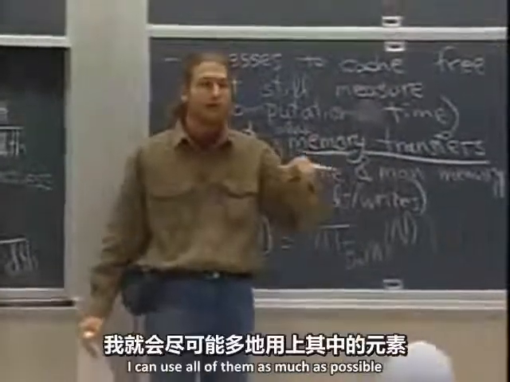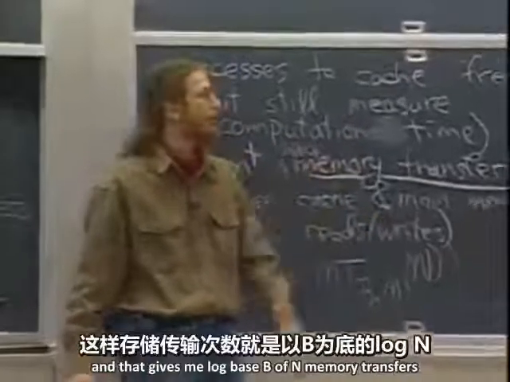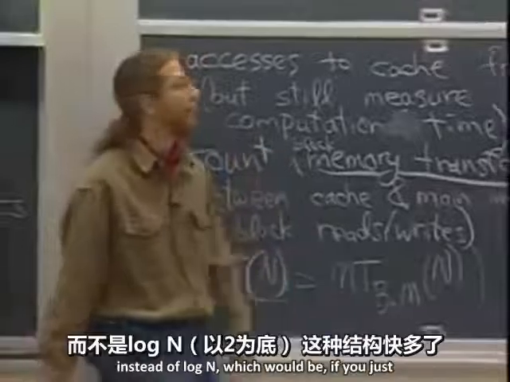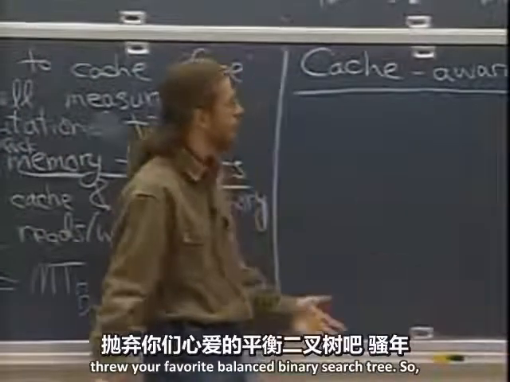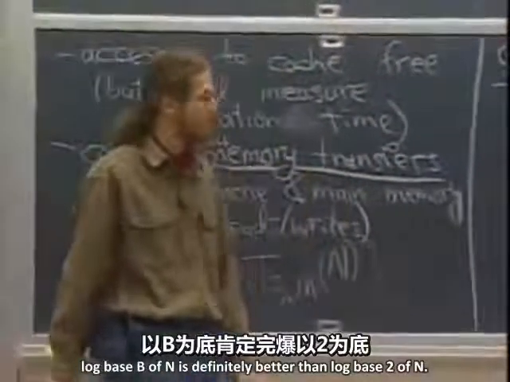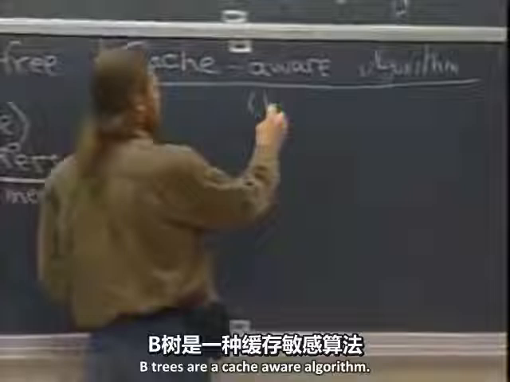B items, I can use all of them as much as possible and figure out where I fit among those B items, and that gives me log base B of n memory transfers instead of log n, which would be if you just threw in your favorite balanced binary search tree. So log base B of n is definitely better than log base 2 of n. B-trees are a cache-aware algorithm.